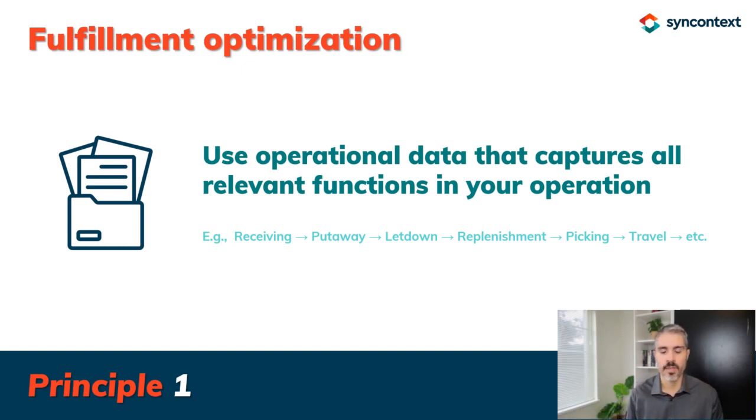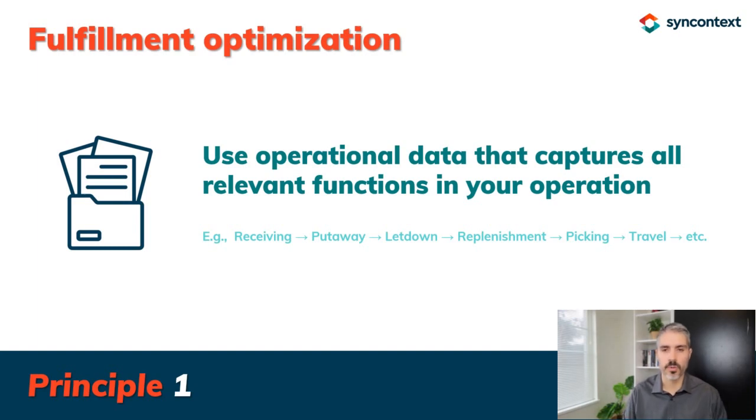The principles are, number 1, you need to use the right data that encompasses all the functions in your operation. That means everything that's relevant to this optimization you want to do needs to be captured. You need to have the right operational data. That could mean purchase orders, inventory on hand, outbound orders. It can extend to a forecast or even growth projections. So any relevant operation in your distribution center needs to be captured.